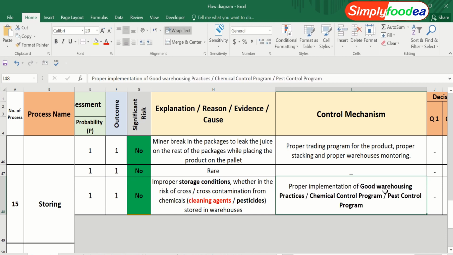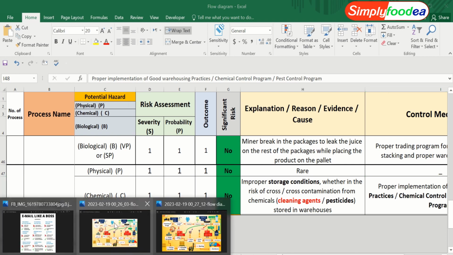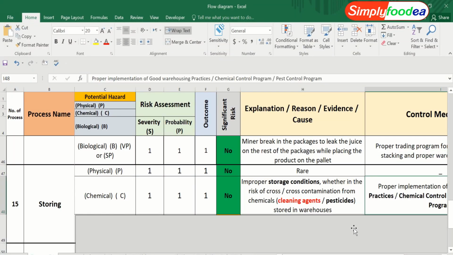GWP. Okay. The storing process is very critical in the food industry because you can control all the processes. So let me view it again. You can control everything in this cycle, in this flow diagram, and in the storing process, you define the proper storage temperature, the proper storage cleaning, the proper storage follow-up, the proper storage FIFO, which is first in, first out, or first entry, first out. So it's very important to control your storing facilities.